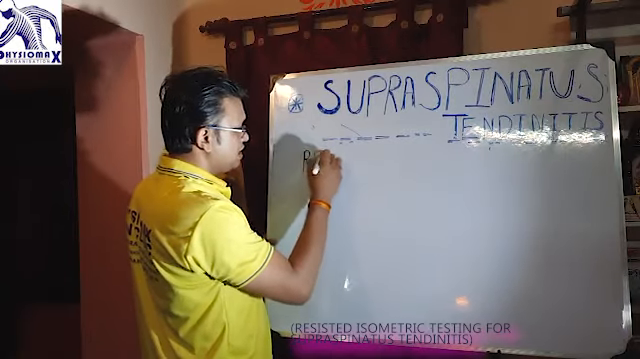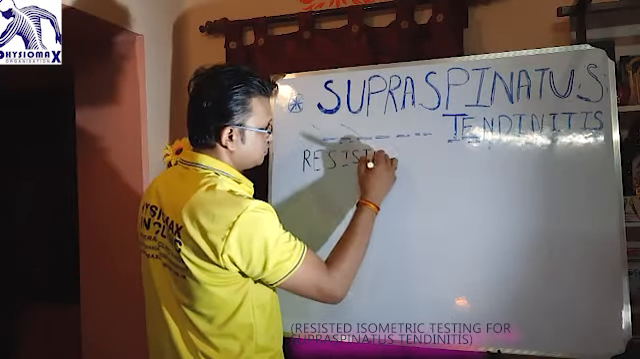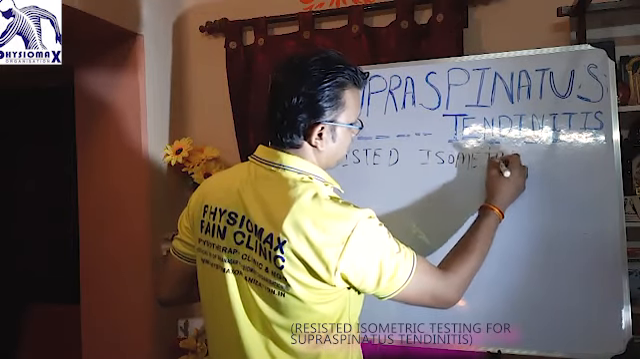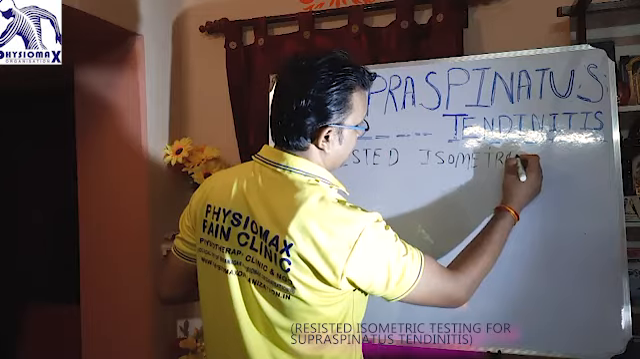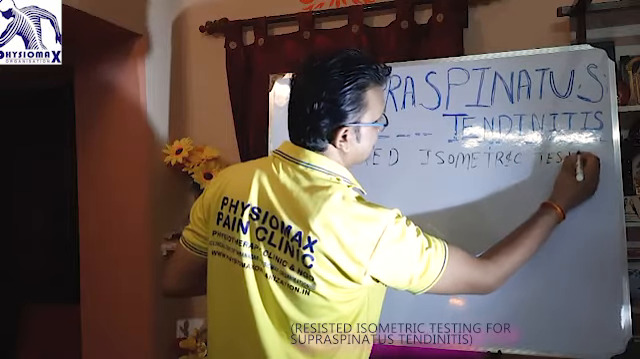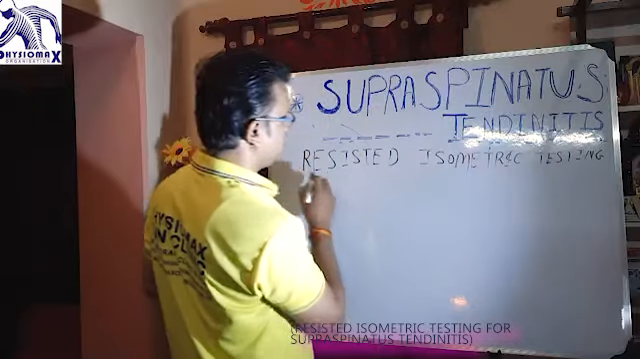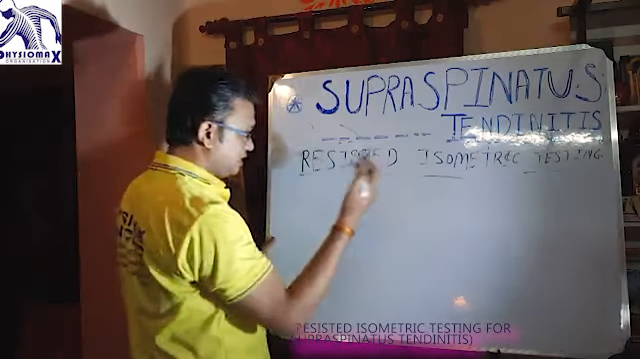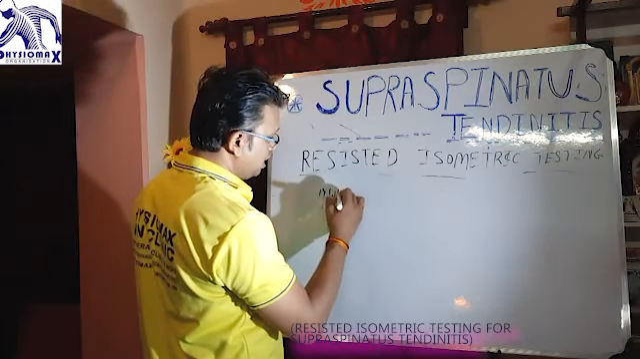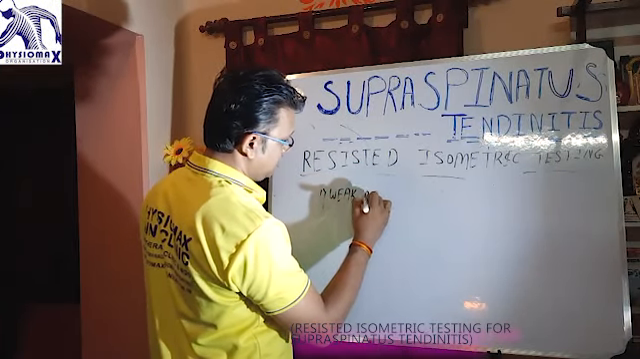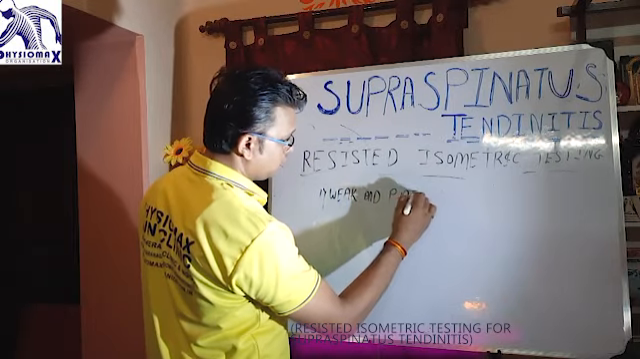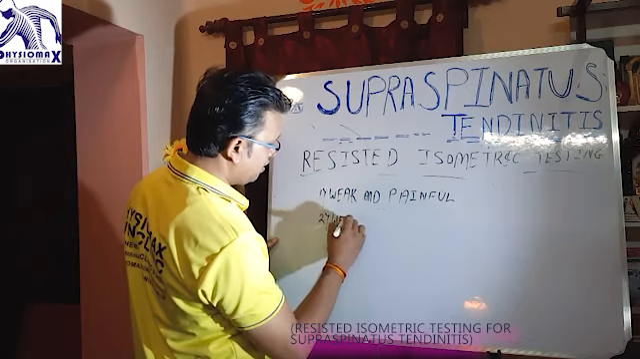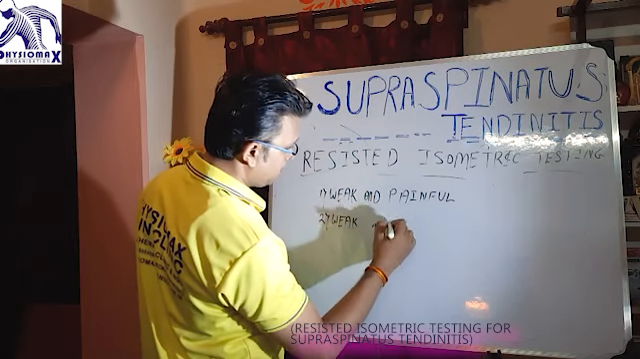So what's that? That's the resisted isometric testing. In a few of the last videos, I have already shown you the grades of resisted isometric testing. You can go back and see all the gradings. Here I will show you the points in resisted isometric testing. The first one is weak and painful. The second one is weak but painless.